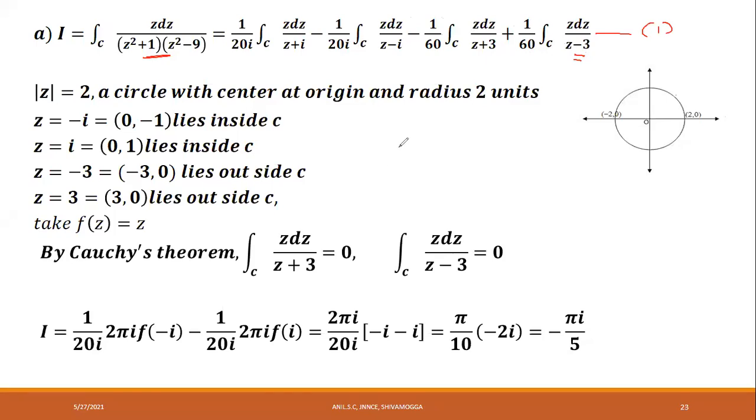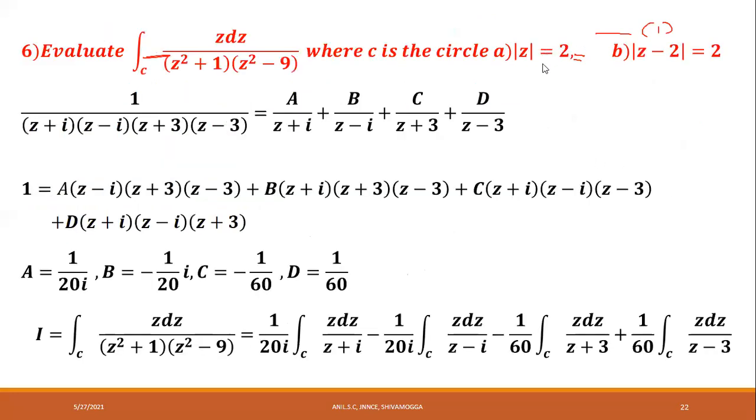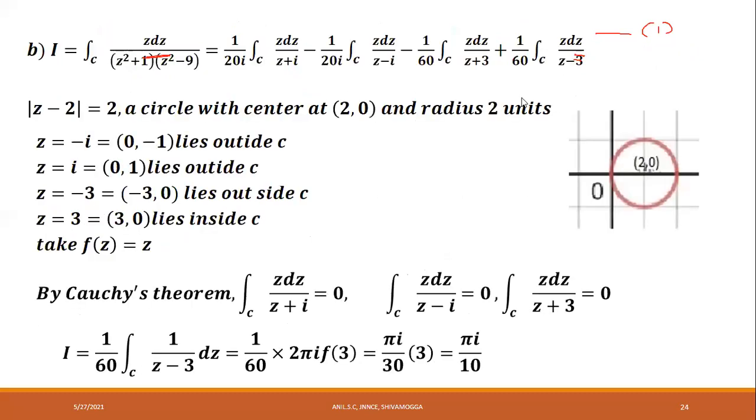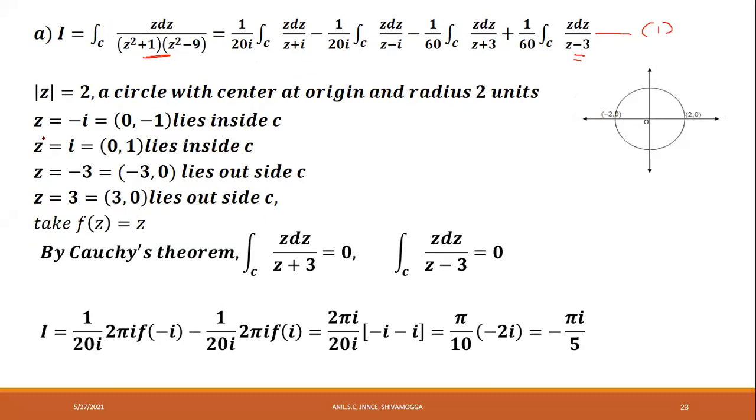Now let's consider the first case. What is the first case here? Mod z is equal to 2. This is the first case. What's the geometrical meaning of mod z is equal to 2? Mod z is equal to 2 always represents a circle. What kind of circle? A circle whose center is at origin and radius 2 units. Construct such a circle.